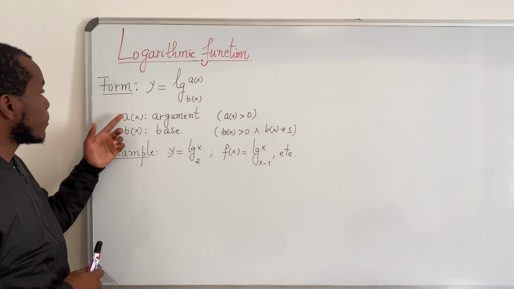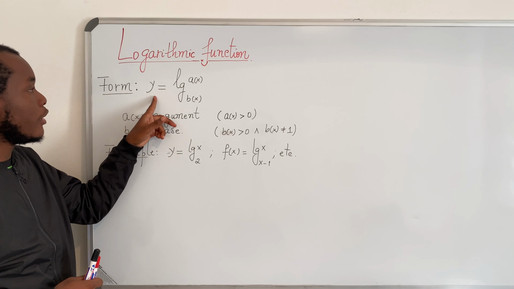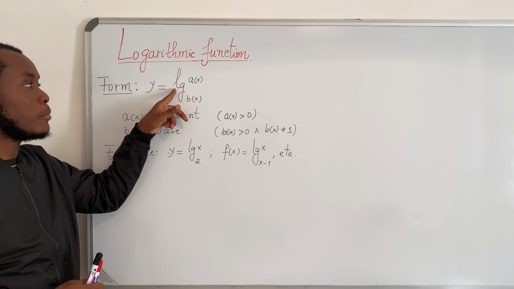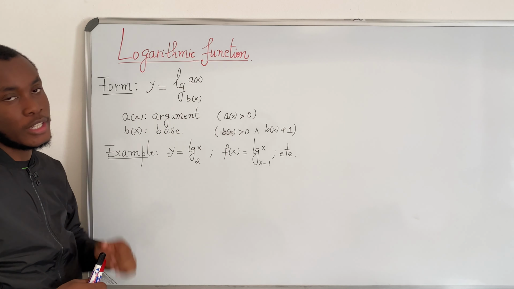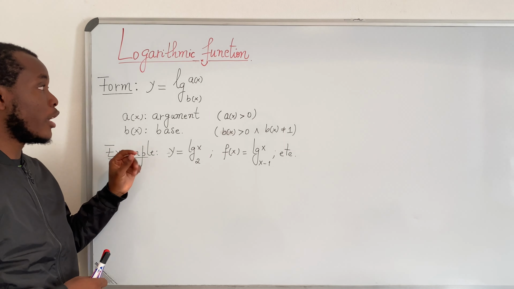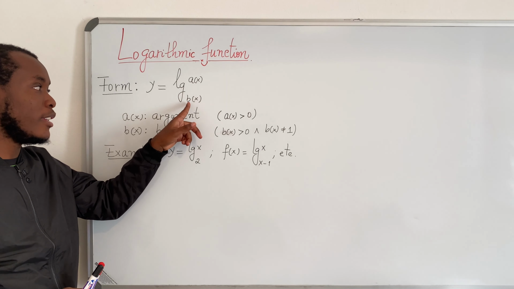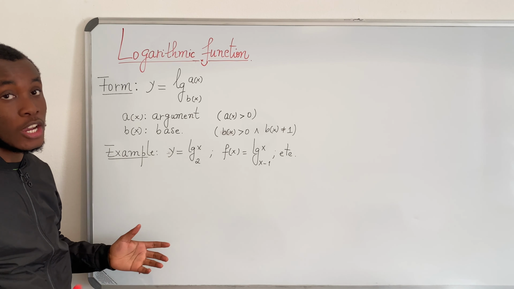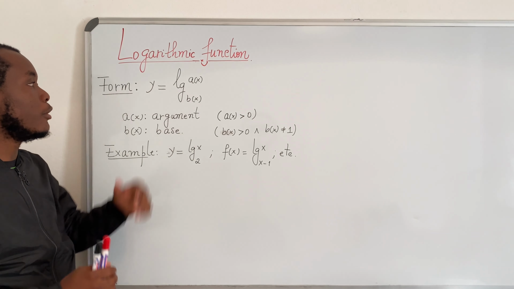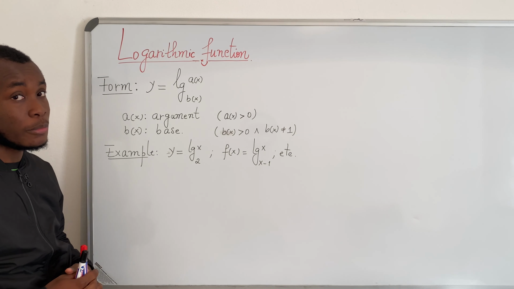The logarithmic function has the form y = log_{a(x)} b(x). We read it as y equals log of a of x to the base b of x. That's how we read. So this is the short form, the characteristic of a logarithmic function.